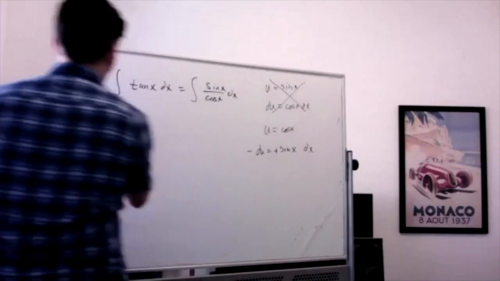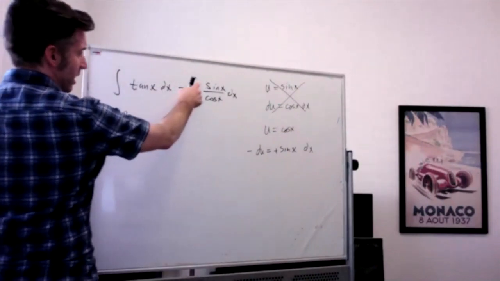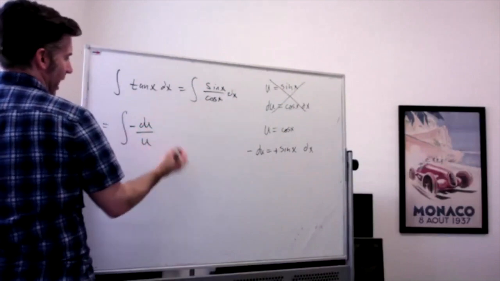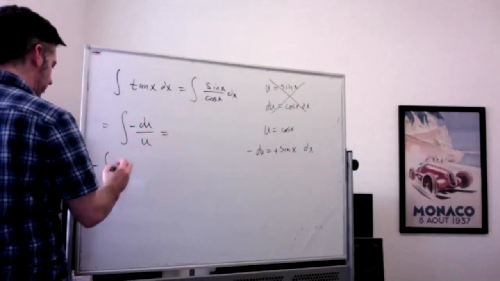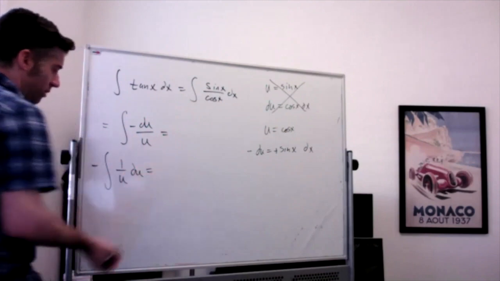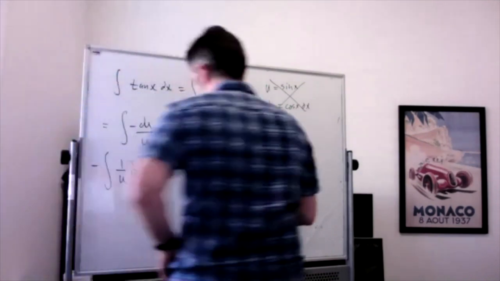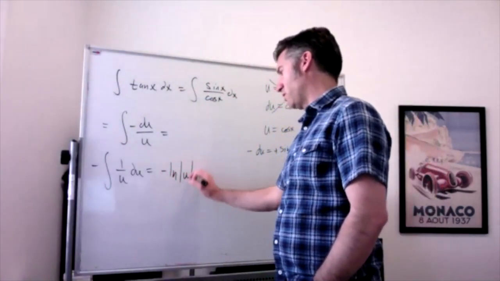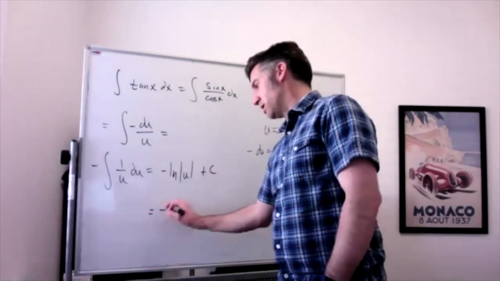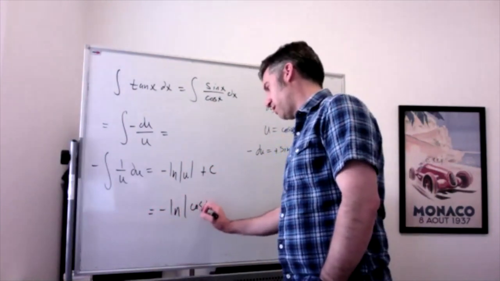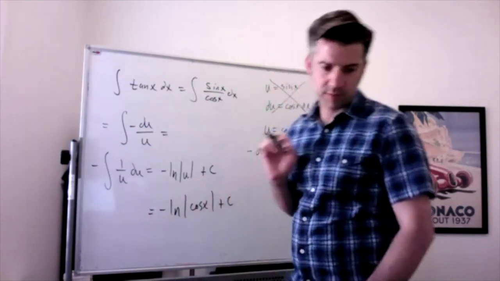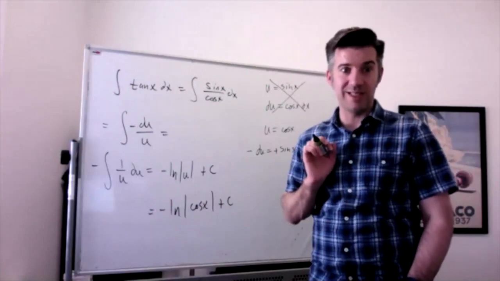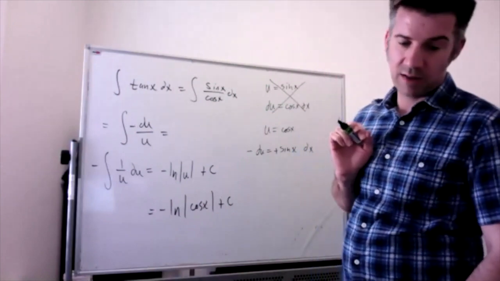And then we can rewrite this as sine x dx is negative du, cosine is u. I might rewrite this as negative integral of 1 over u du. But we know the integral of 1 over u is the natural log of u, or really the absolute value of u. So it's the negative natural log of the absolute value of u, plus c, which is the negative natural log of the absolute value of cosine of x, plus c. So the integral of tangent is the negative natural log of the absolute value of cosine of x.